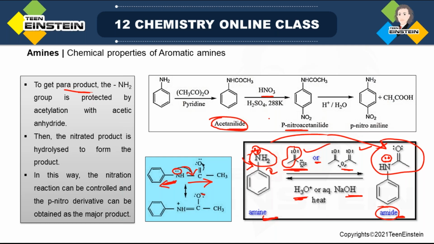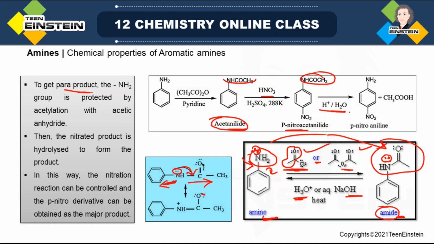Why is it so? Because first of all, the size is very large, so obviously para will be preferred. Another reason is that the lone pair is taking part in resonance with the COCH2 group, not with the benzene ring. That means it is not making the benzene ring very activated, unlike the situation when it is free NH2. So that is why the chance of getting both ortho and para will be reduced. Only para we will get mainly, and after that again we have to get back to the free NH2 form.